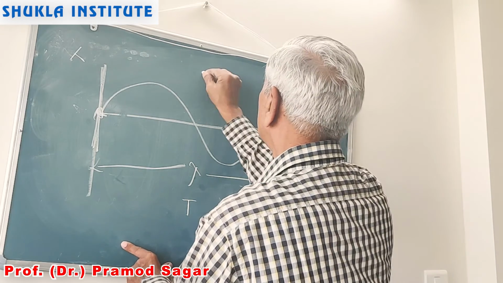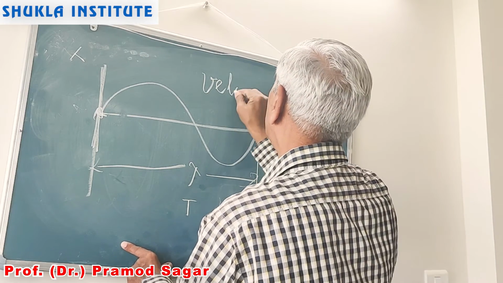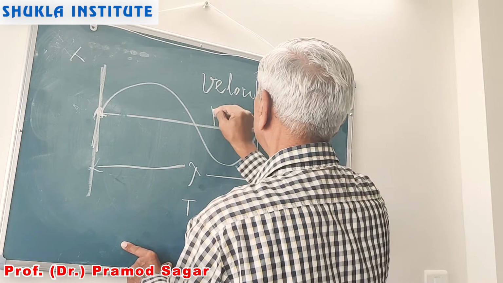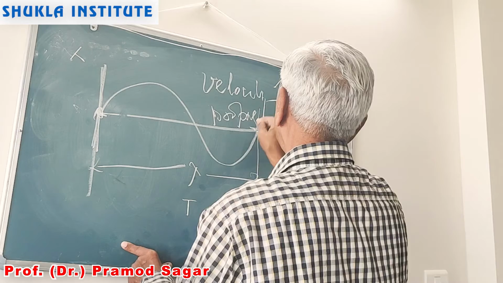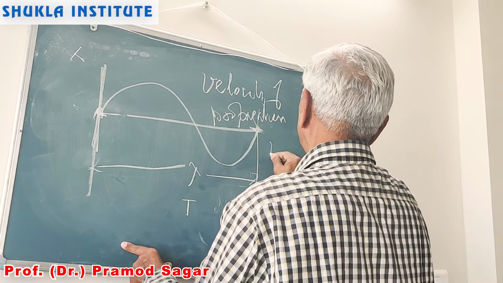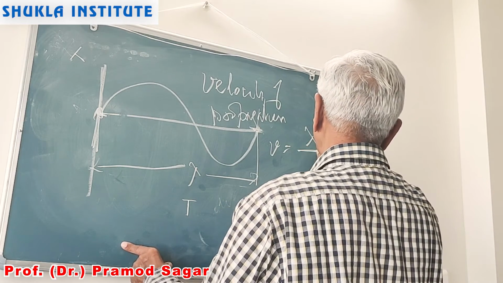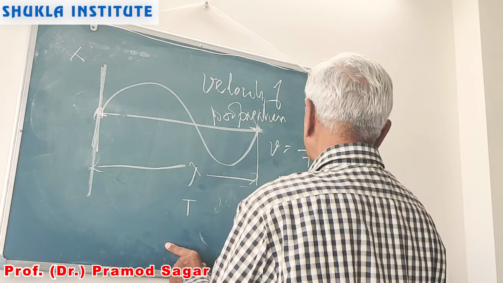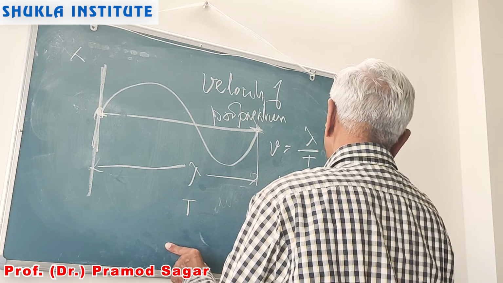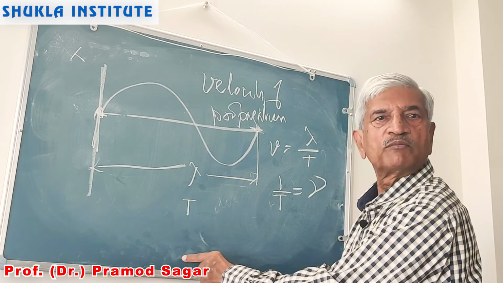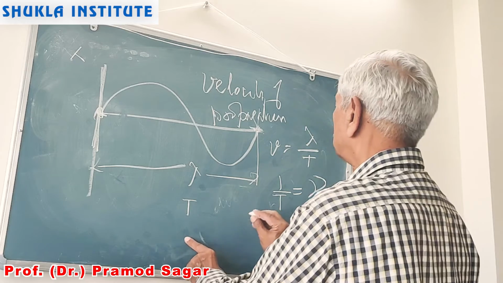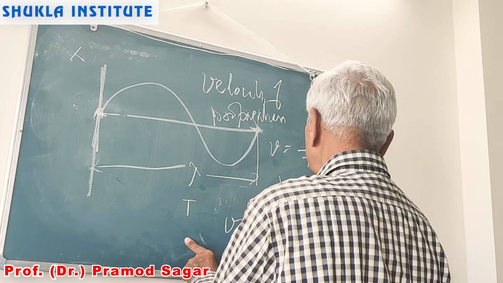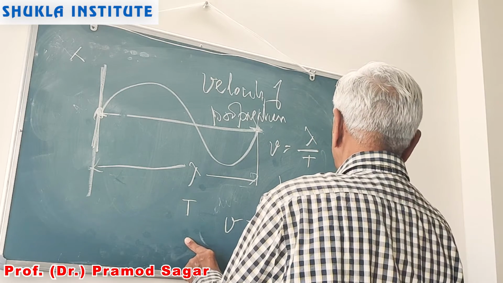Therefore, we define velocity of wave propagation. V is equal to distance upon time, V is equal to lambda upon T, and 1 upon T is known as frequency of motion of the particle, and therefore V is equal to 1 upon T lambda, or nu lambda.